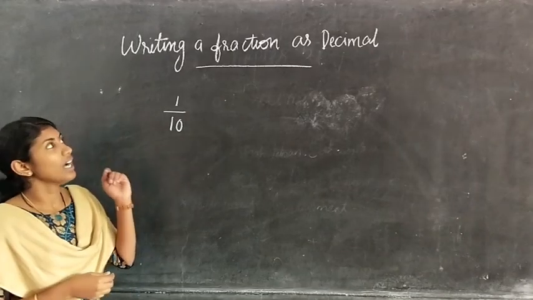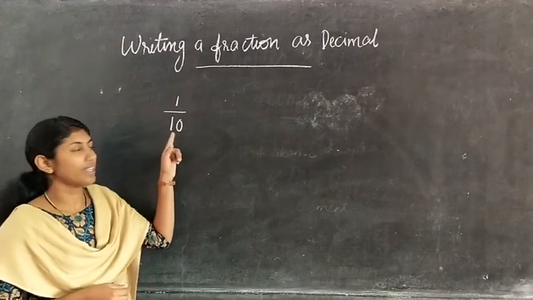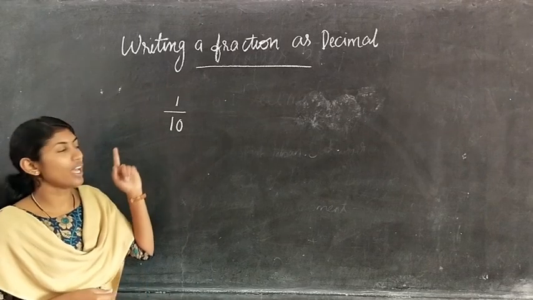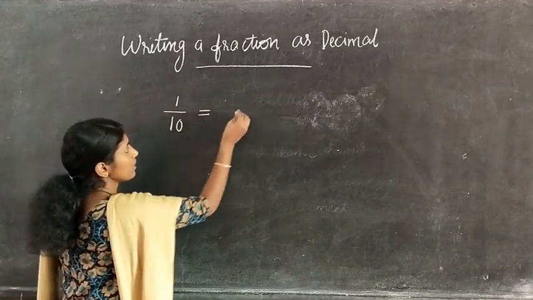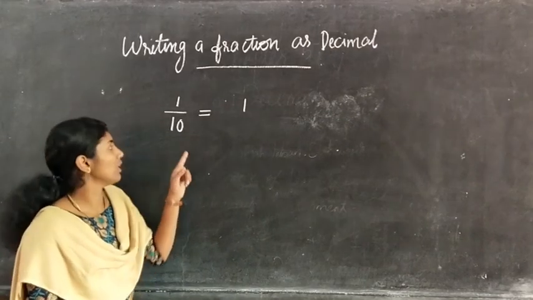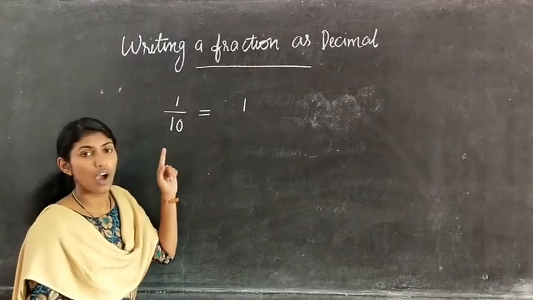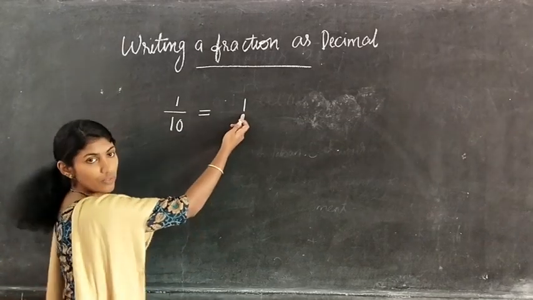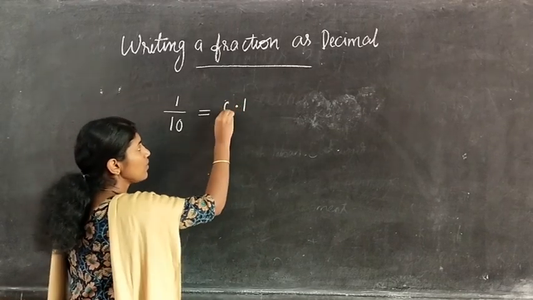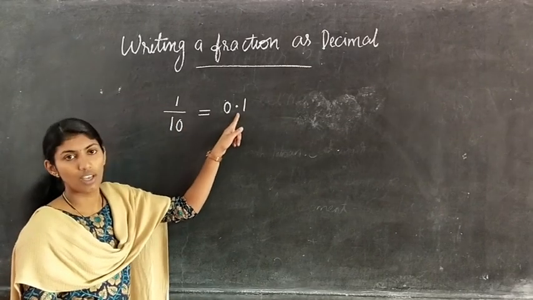Children, moving to the topic, writing a fraction as decimal. Here, 1 by 10 is a fraction. We have to write this fraction as a decimal. For that, first we have to write the numerator. Here 1 is the numerator. Then we have to count the number of zeros in the denominator. Here how many zeros are here? Yes, we have 1. That means we have to count 1 digit to the right of the numerator and we have to put 1 dot. Then we have to put 0. That means 1 by 10 equal to 0.1.